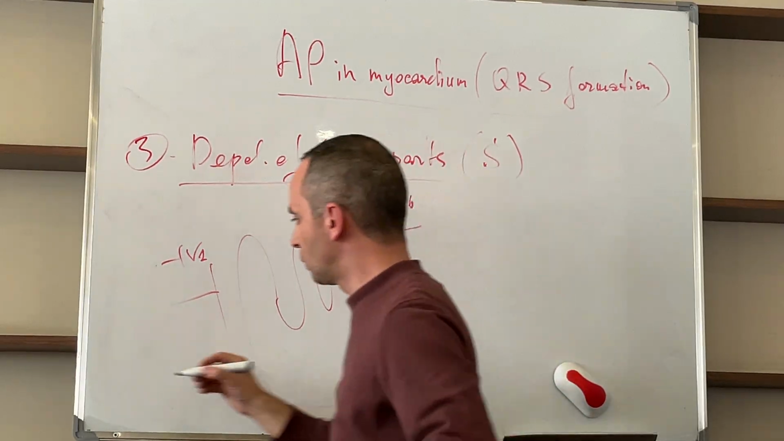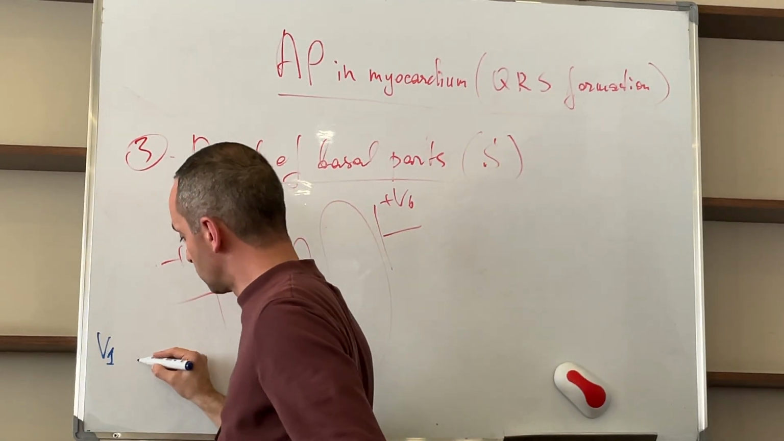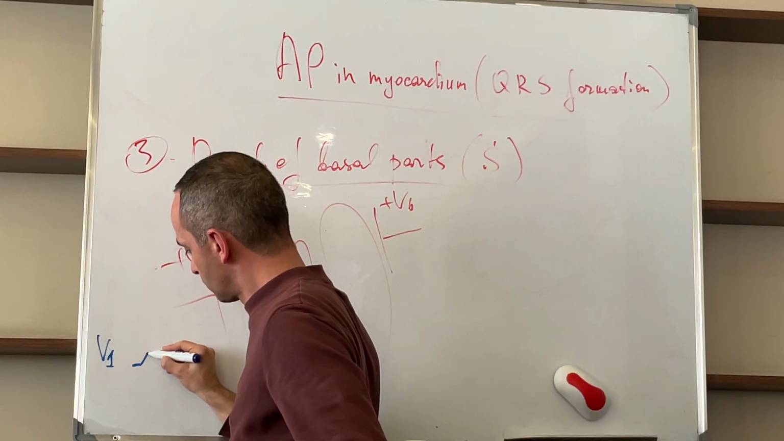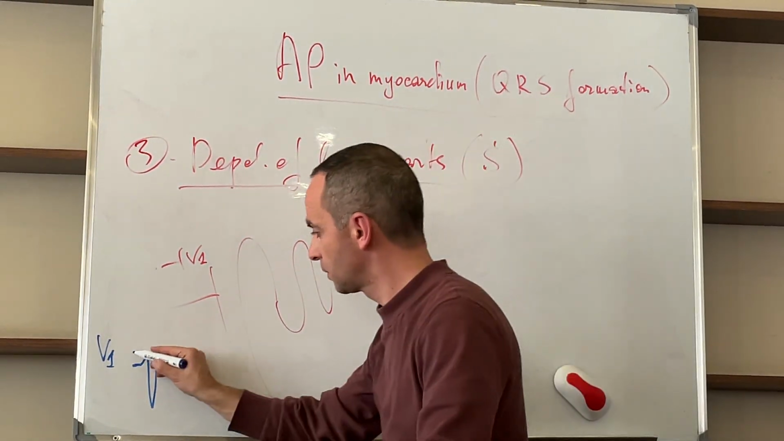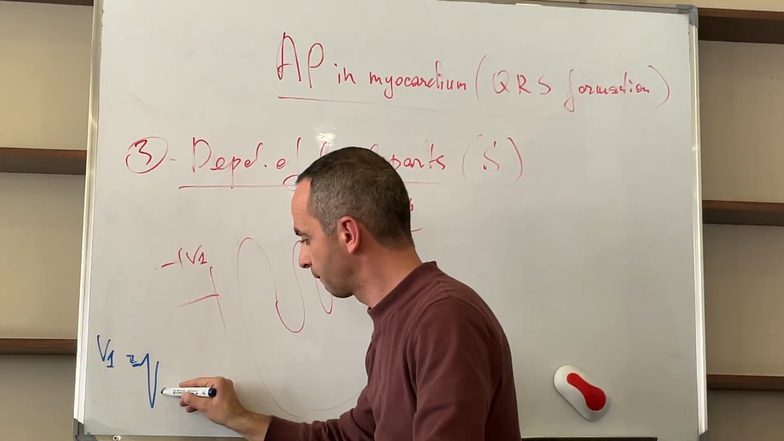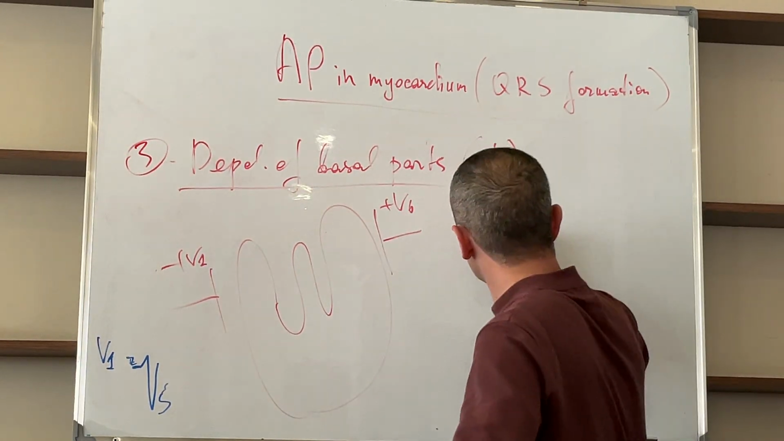Remember what we had in V1. In V1 we had this before this: P, Q, or S. This is Q, this is S. And here we had QR.